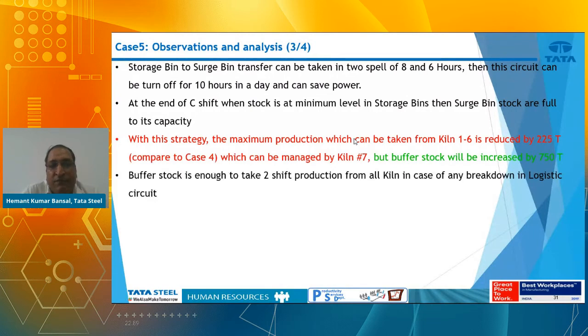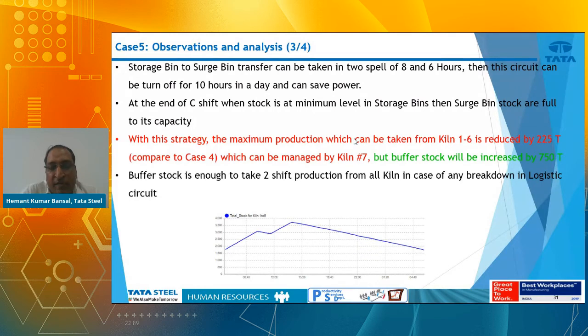And after that, we have seen that buffer stock is enough to take 2 shift production from all kilns in case of any breakdown in the logistic circuit. Here you can also see that the total stock for kiln number 1 to 6 is minimum at the start of the day or the end of the day, which is also enough to take 2 shift production. So in the whole day, at any point of time, the available stock in surge bins and storage bins is enough to take any 2 shift production in any unplanned breakdown and shutdown.